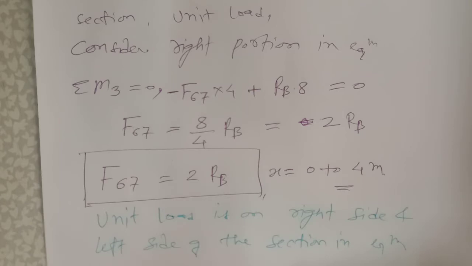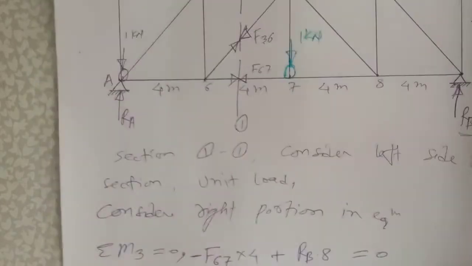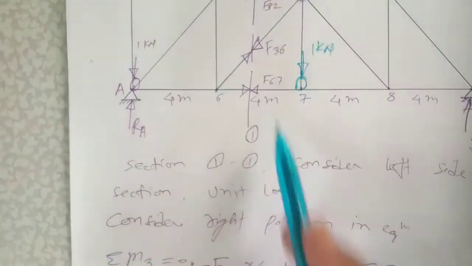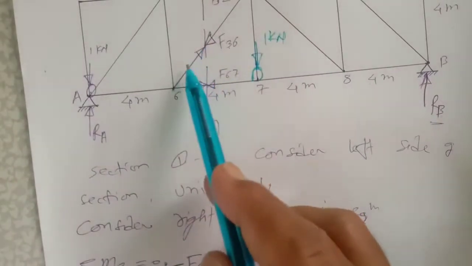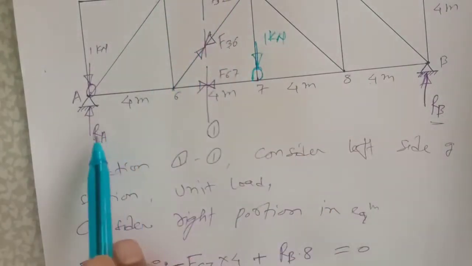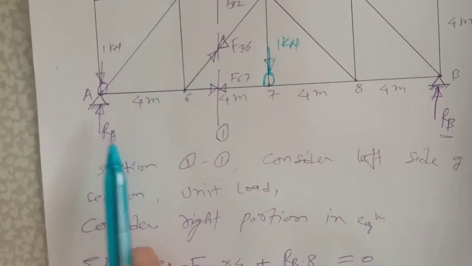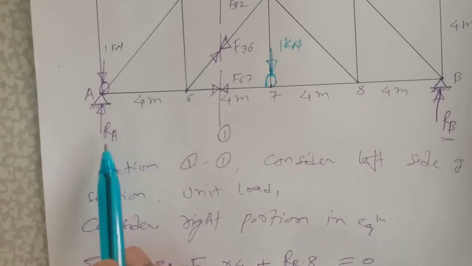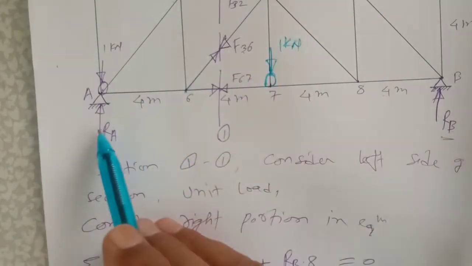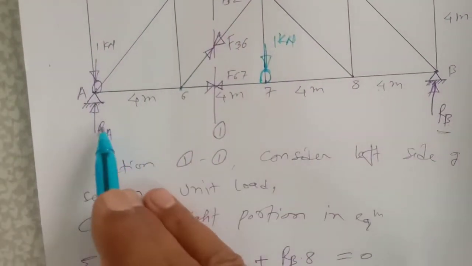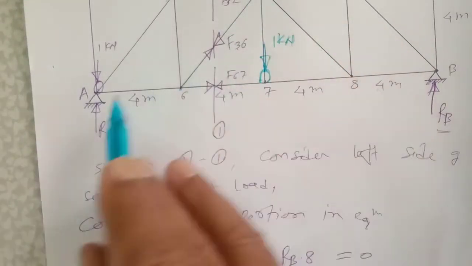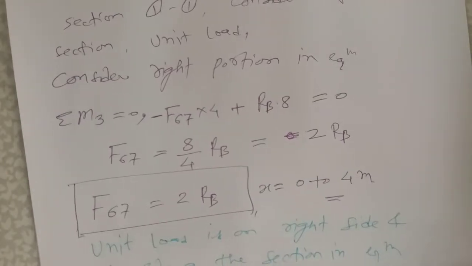force in member 6, 7, multiplied by 4 meter into 4 meter. Then moment of this force is 0, moment of this force is 0, moment of RA is there. So moment of RA is equal to RA, it will rotate in this direction, clockwise direction. So RA multiplied by, we have taken moment about this, that's why 8. So plus RA multiplied by 8 meter is equal to 0.